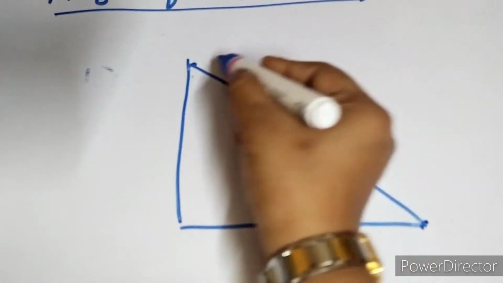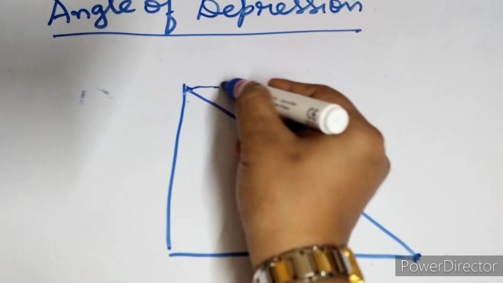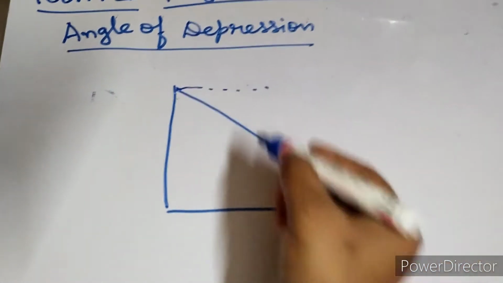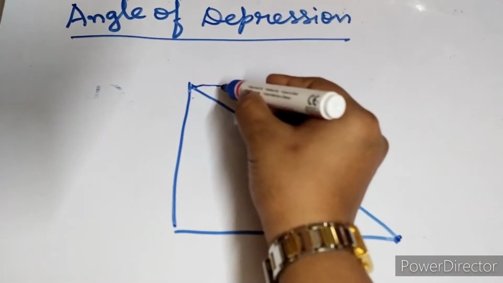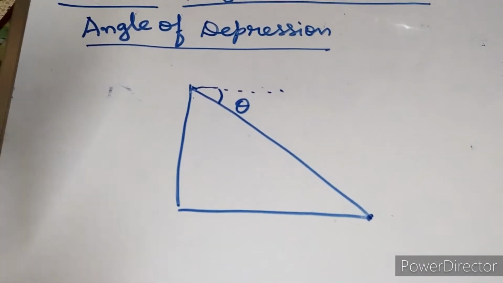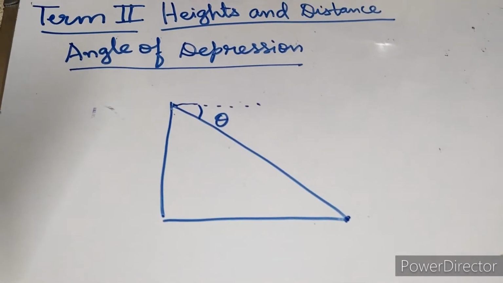See, if this is the angle, this is the height of a building. Suppose you're standing up on a building and you're looking downwards. Something is there, maybe a sheep or something. Then you're making an angle theta with the horizontal. So this angle is called angle of depression.